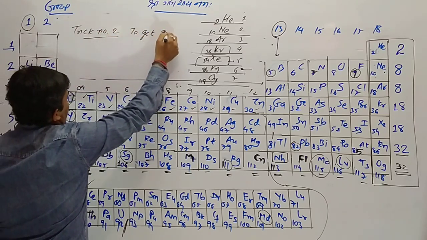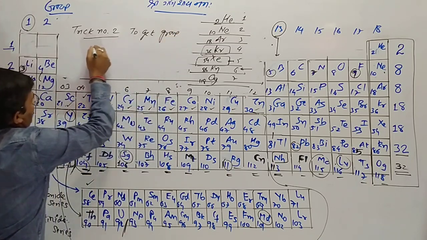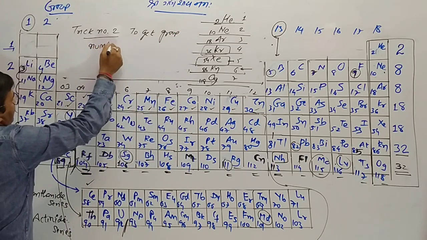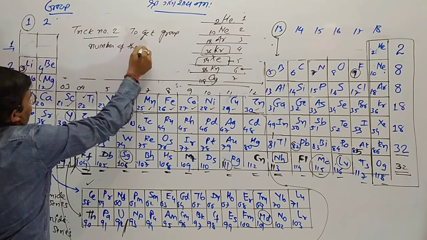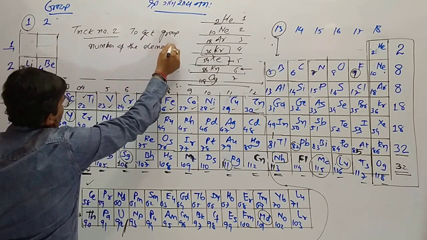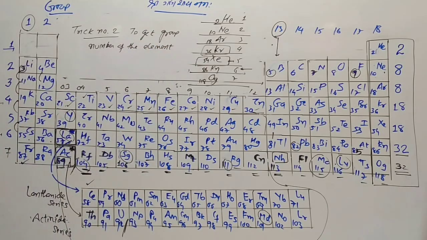To get the group number of the element. Second trick to get the group number of the element.